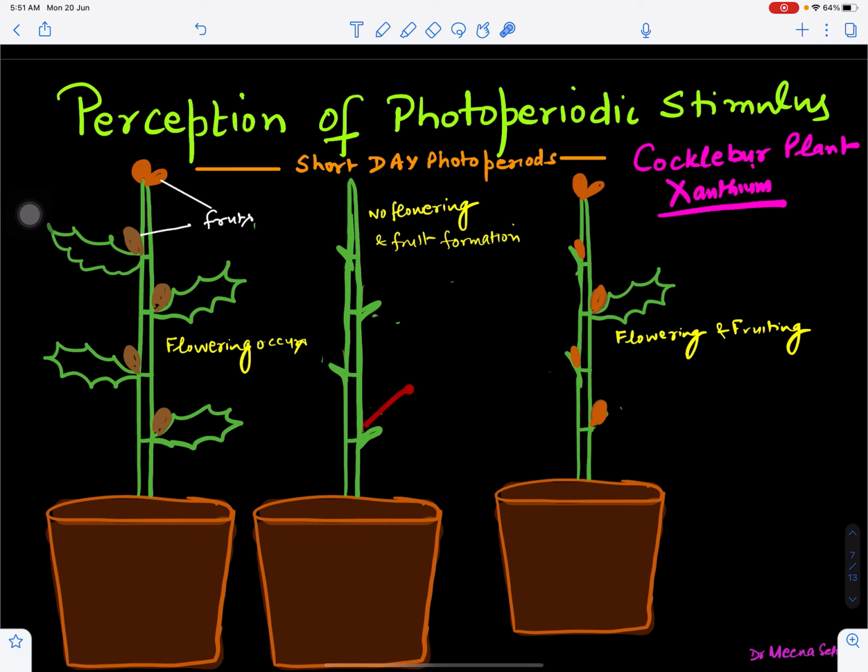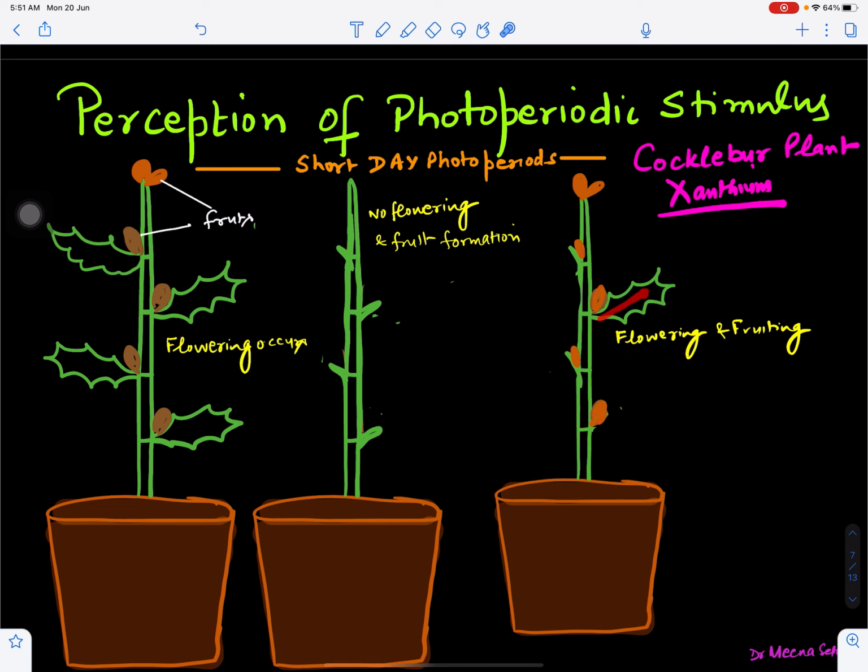So we can see here no flowering, no fruiting, right? We have defoliated the plant. Now here in this third experiment we have done, we have only exposed one of the leaves to the short day condition. We can see here all other leaves are not there, but flowering and fruiting take place.